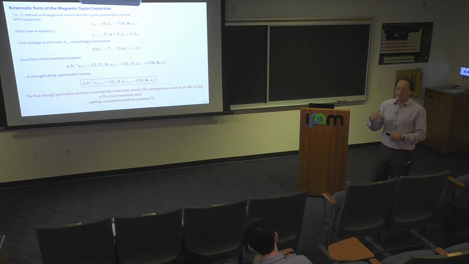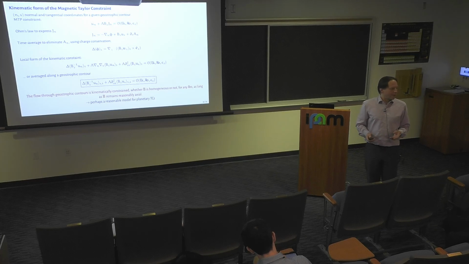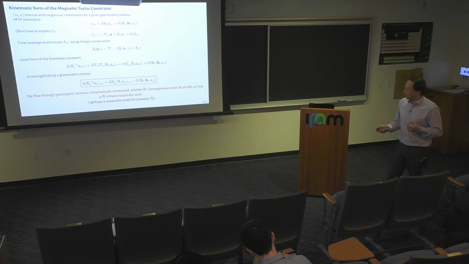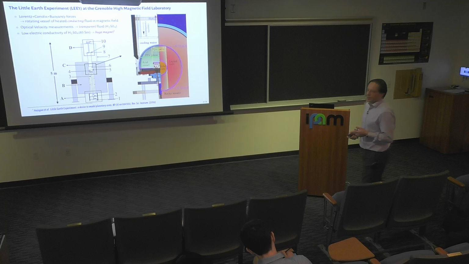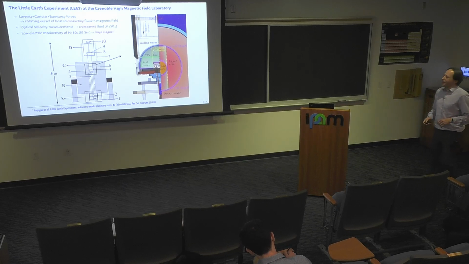And that flow across it is actually perpendicular, proportional to the magnetic field. It's controlled by the Elsasser number. All right, how do we verify that experimentally? And this is where the fun starts.